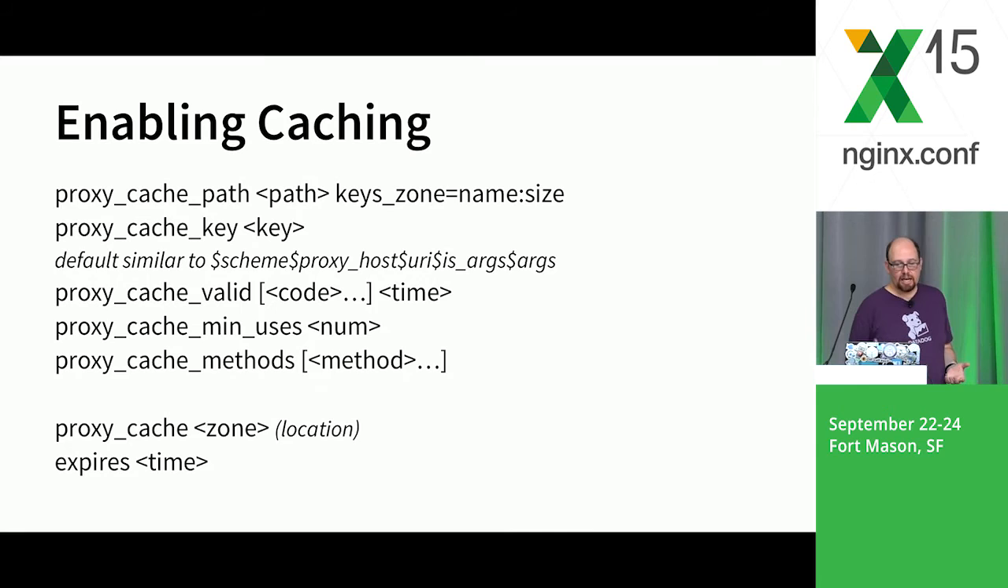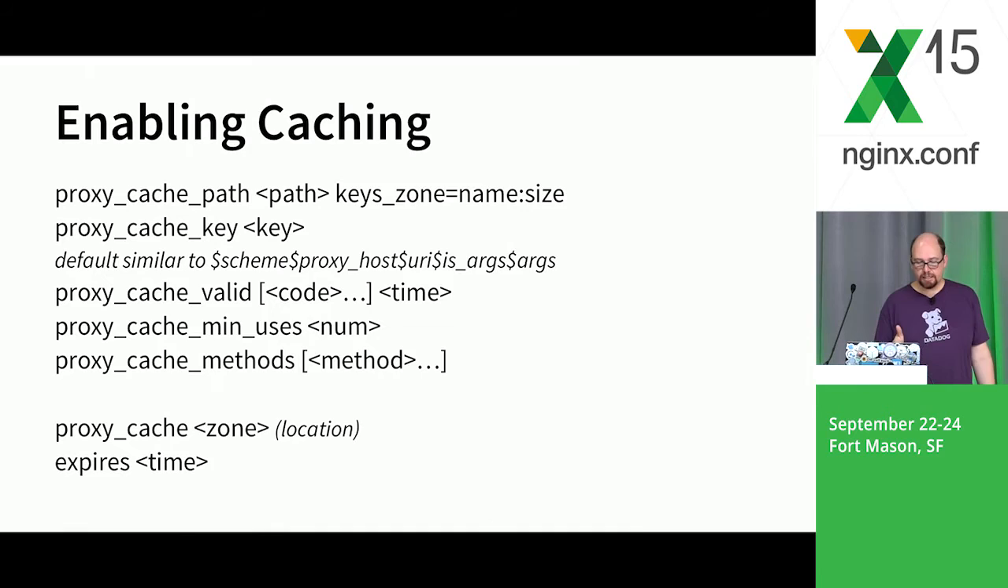Proxy cache path specifies what the path is on the file system to store all of my objects. I specify keys_zone equals a name, so what do I want to call this zone, and also a size: what's the maximum size, how big can this cache get before I start getting rid of stuff? Then, how do I start storing the cached assets? That's done by a proxy cache key. If I don't change anything, it's going to be something like the scheme, so HTTPS or HTTP, the proxy host, maybe www.datadog.com, the URI, continuing the path of, slash my favorite integrations, and arguments, something else.